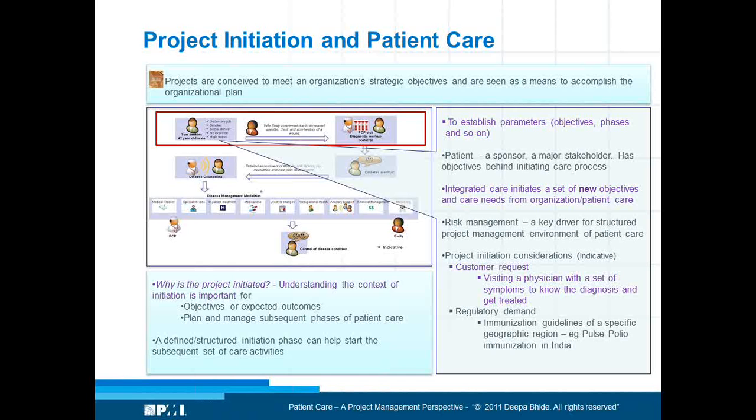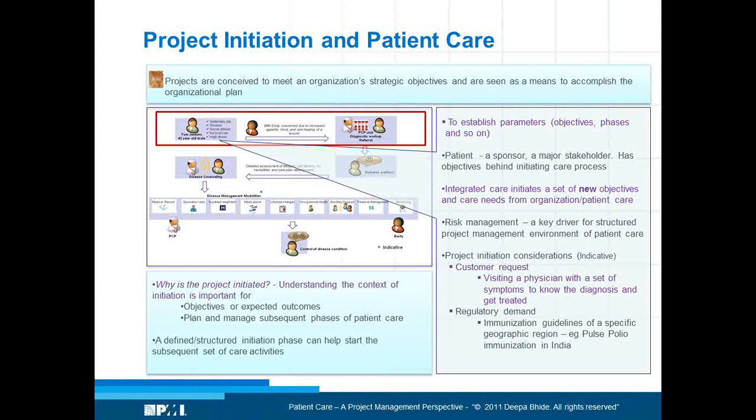A structured initiation after a good understanding of the context in which the care is sought, and the environment factors in which the care is sought or treatment is initiated, is important to manage subsequent phases of the entire disease care life cycle, especially in case of long-term diseases which have multiple diagnostic and treatment phases. From an organization standpoint, achieving integrated and multidisciplinary care can mean a set of new objectives and new care needs. It is important to be able to identify these needs and gaps to be able to devise or solicit services.